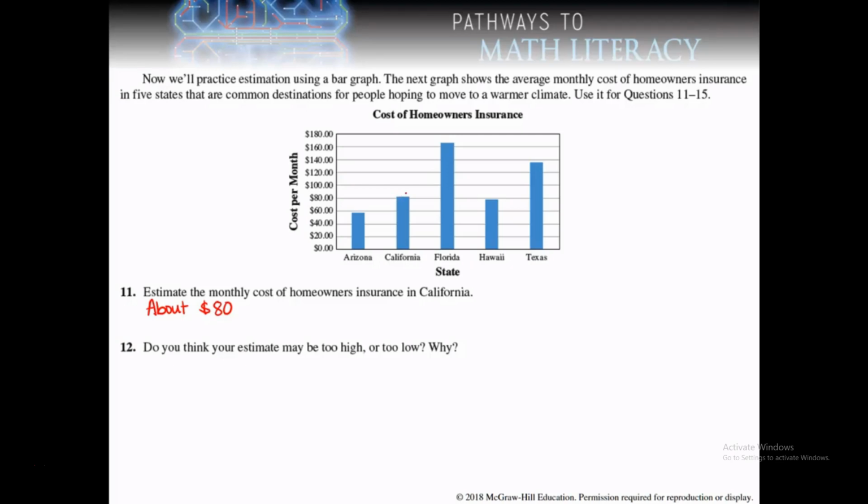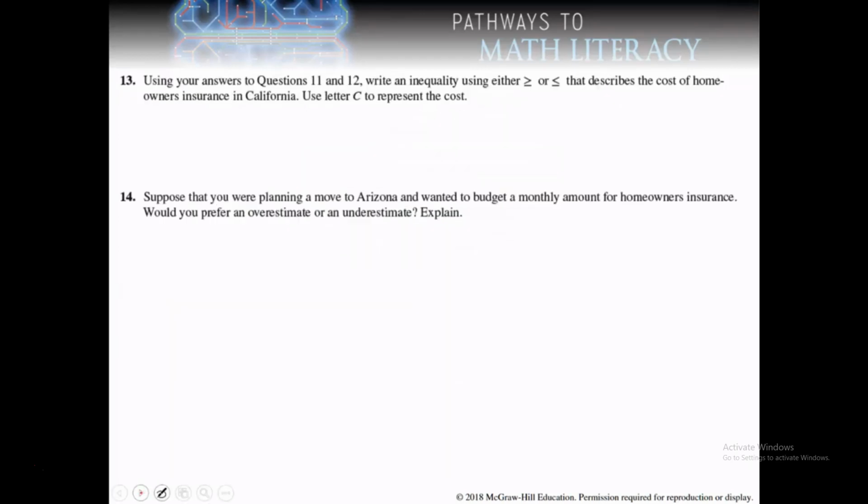So in 13, we're going to use those two answers to write an inequality that describes the cost of homeowners insurance in California, with C representing the cost. So we decided that our estimate was probably just a little bit too low, and the actual cost is probably just a little bit above $80. So we would say that the cost is greater than or equal to $80.